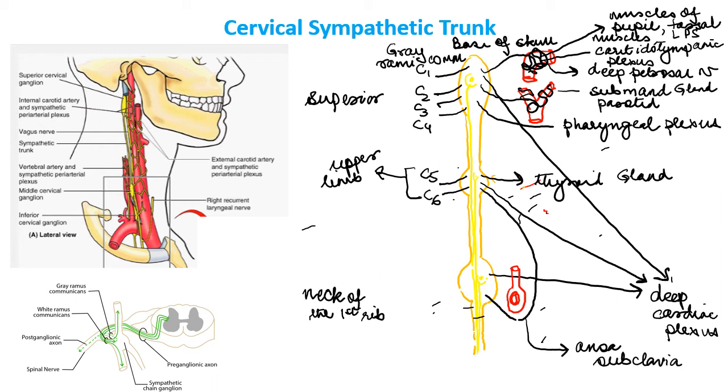Okay? So it is looping around the subclavian artery and going on to the inferior cervical ganglia. The inferior cervical ganglia, apart from giving rise to the cardiac nerves, which go to the deep cardiac plexus, gives rise to the gray rami for C7, C8 of the brachial plexus, as well as T1. That is the sympathetic outflow which is going to the brachial plexus.